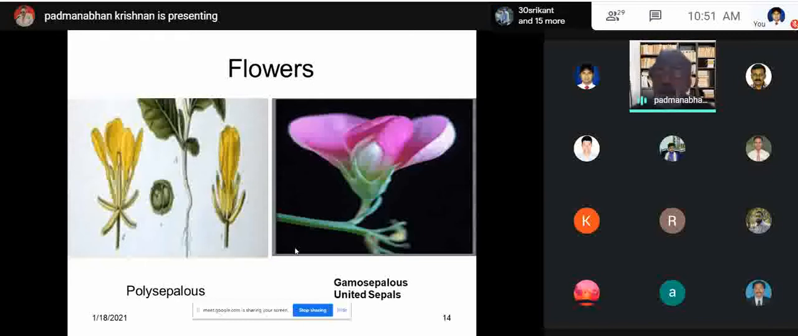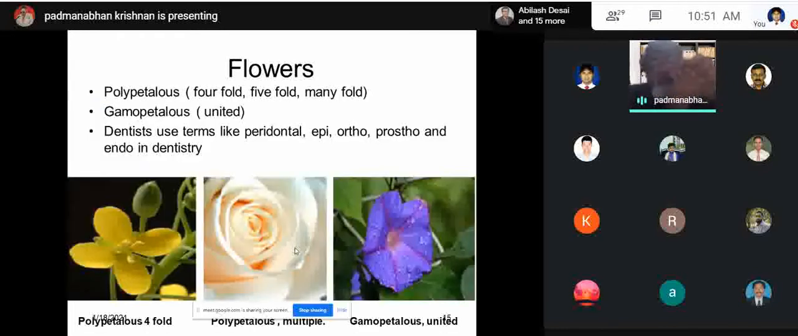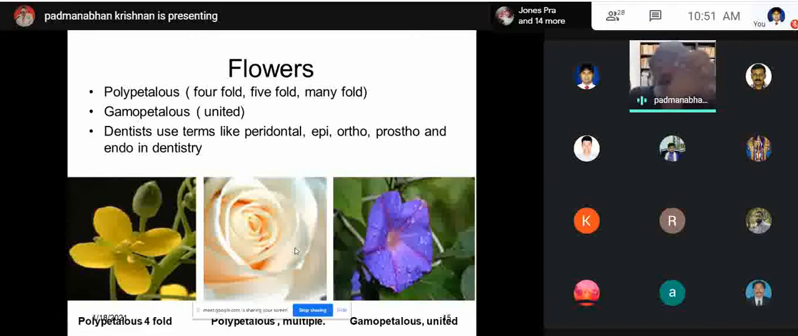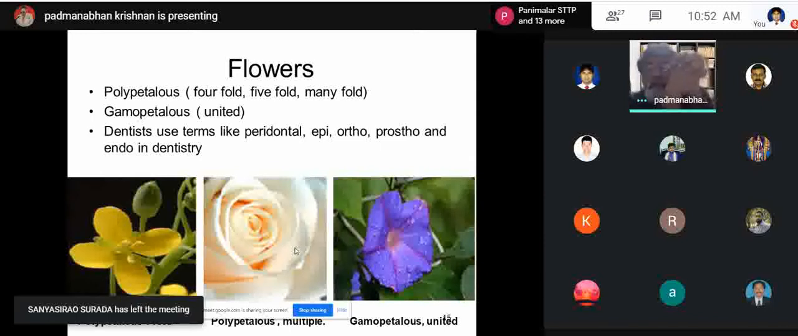The gamosepalous, united sepals. You have only one sepal or one petal sometimes. That is gamo, united. So how would you model a gamosepalous flower? You can model it with 360-degree rotation where n is equal to 1. If it is 180 degrees, then n is equal to 2. Then for 4 petals, like the Deming cycle with plan, do, check, act segments, it is a case of n is equal to 4.